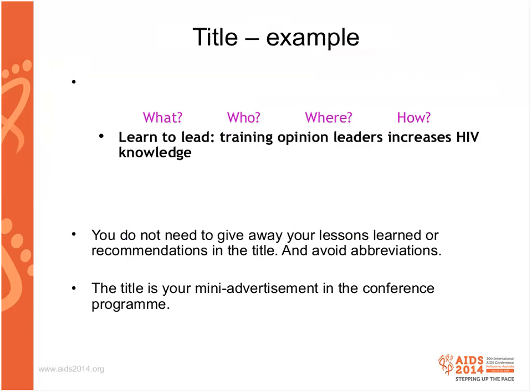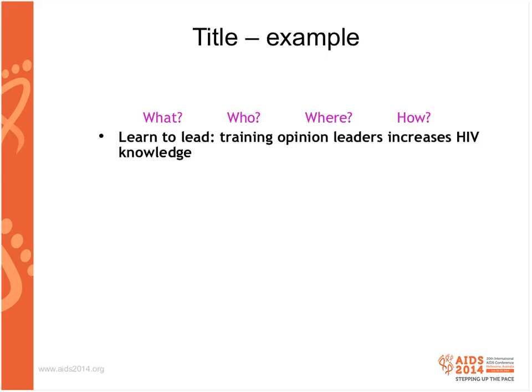Let's look at an example. Learn to lead. Training opinion leaders increases HIV knowledge. Thinking about our questions now, what is the topic? A training to increase HIV knowledge. Who's the target population here? That's opinion leaders. Okay, that is a good start, but there is no information about the where and how. So although it gives us some indication of what this abstract will cover, the title could be more specific.